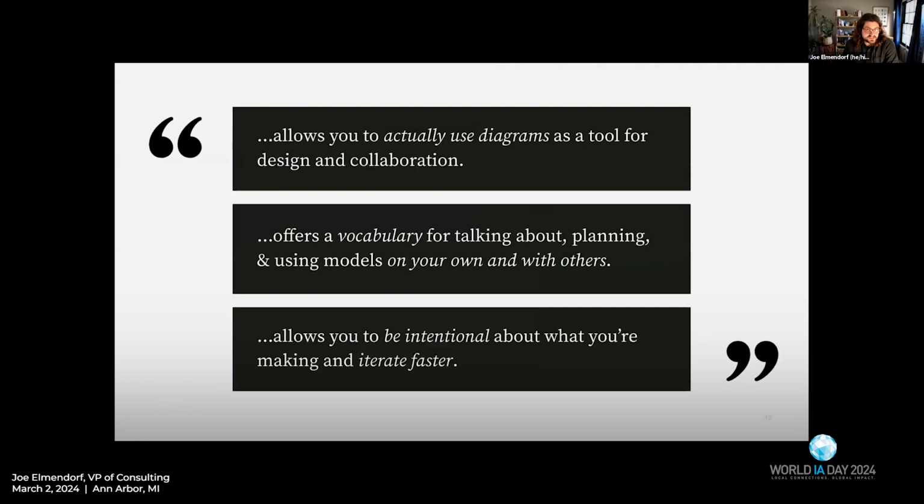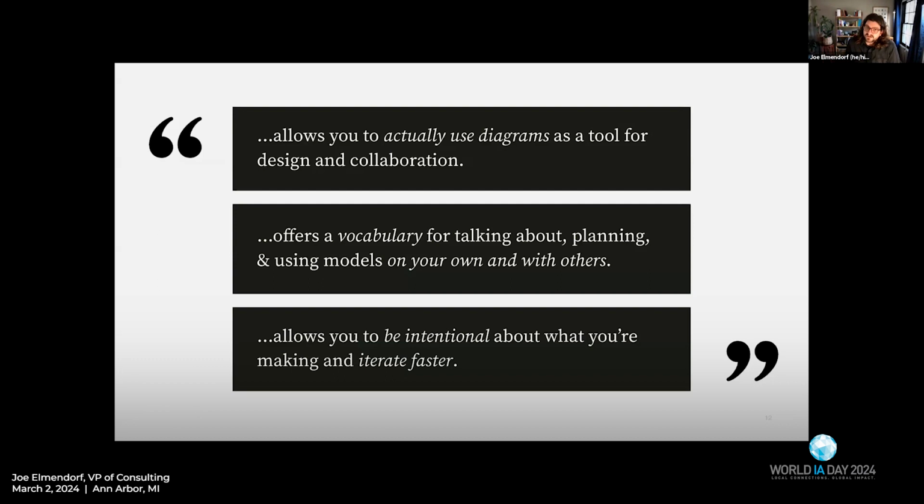In addition to using this technique myself, I've taught it to many students in workshops, and it's always interesting hearing what others say about the thing that I've taught them and how they use it. I think they probably do a much better job of describing the value of it than I can. So they say it allows you to actually use diagrams as a tool for designing and collaborating, instead of having something that should be communicating, but it's not actually communicating. The sense-making tool that doesn't actually make sense. It's more overwhelming than it is helpful.